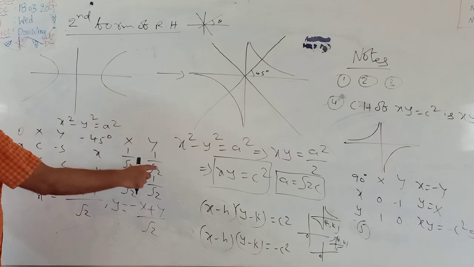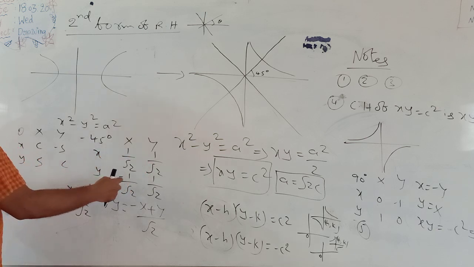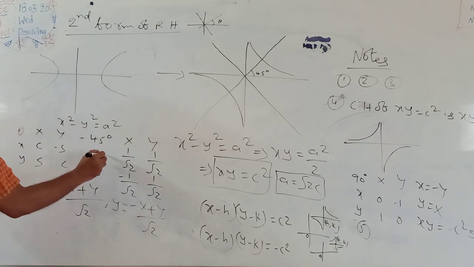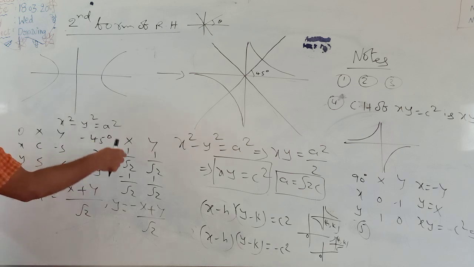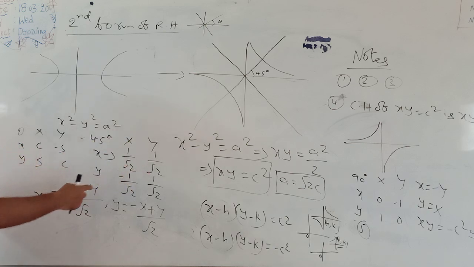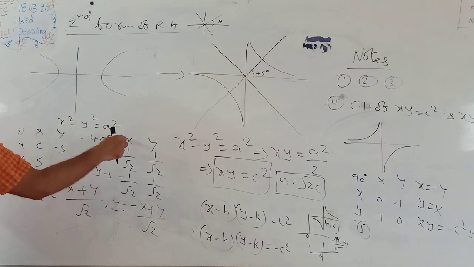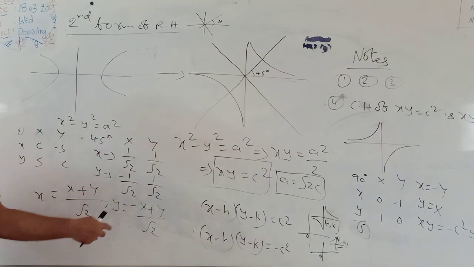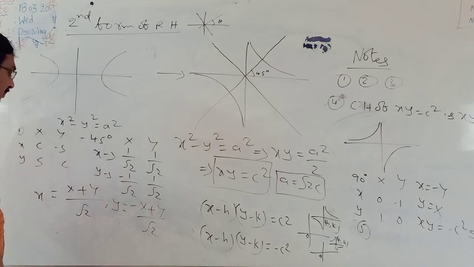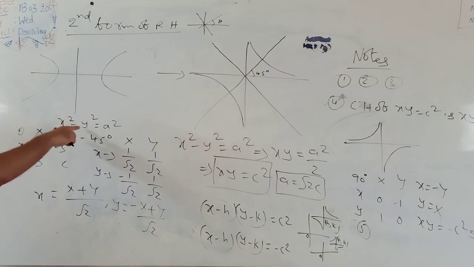So, cos theta, minus sin theta, cos theta. Therefore, small x equal to X into 1 by root 2 plus Y into 1 by root 2, that is (X plus Y) by root 2. Small y is minus X by root 2 plus Y by root 2, that is (minus X plus Y) by root 2. This is the original equation; now it's the transformed equation.